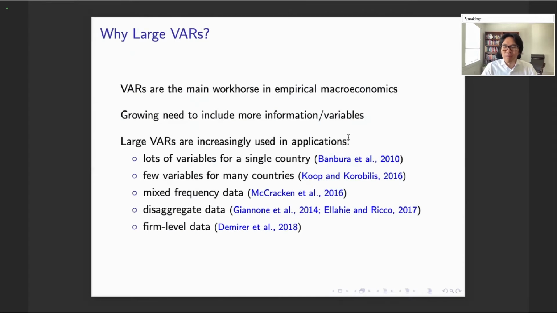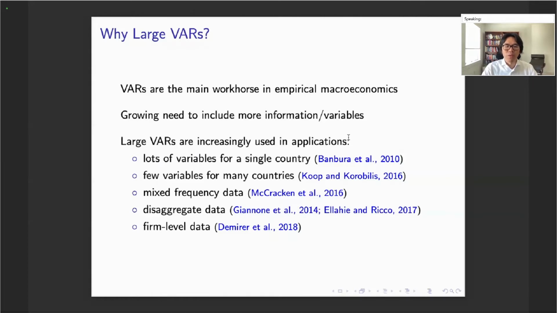As I'm sure many of you are intimately familiar with VARs. In fact, I see a lot of main contributors here in the audience. VARs have become the workhorse model in empirical macroeconomics since the seminal work of Chris Sims. We are going to hear more from him on structural VARs tomorrow. Today, I would like to focus on large reduced form VARs.